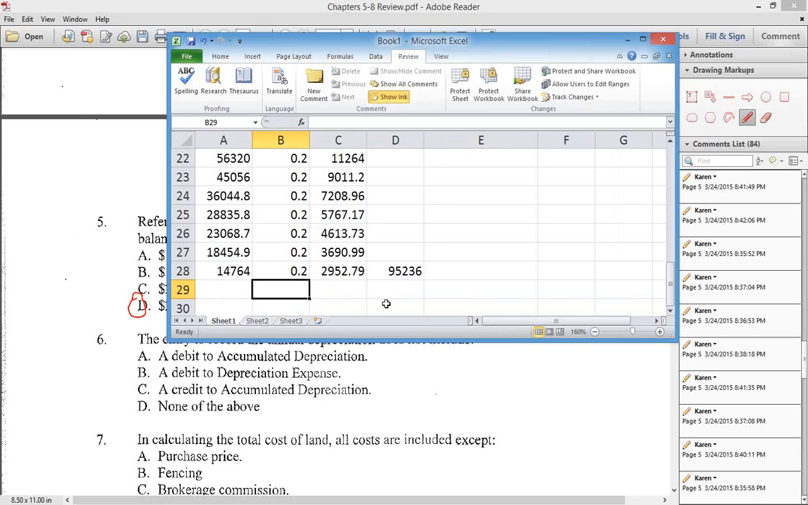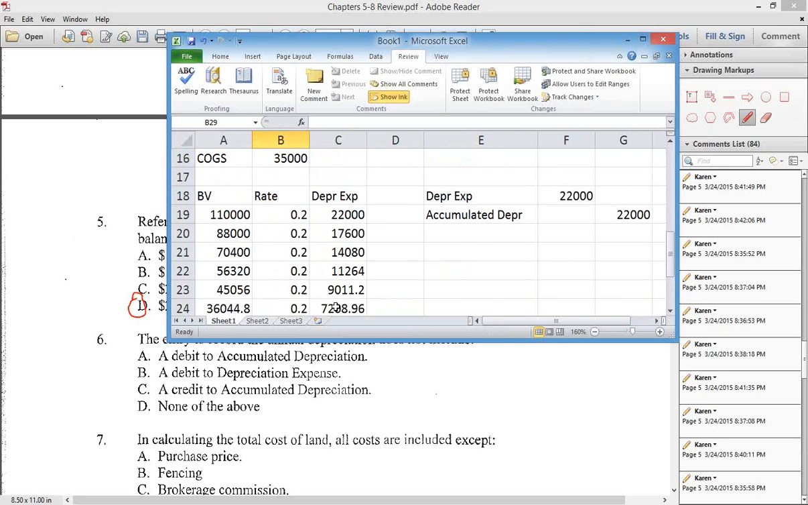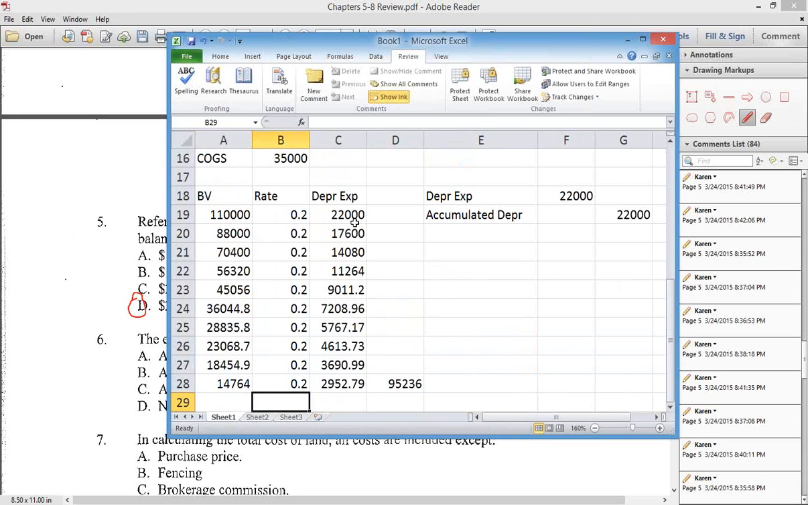So at the end of year 1, 2, 3, 4, 5, 6, 7, 8, 9, 10. At the end of year 10, my accumulated depreciation still hasn't reached $100,000, and I said my residual was going to be $100,000. At this point, I would do whatever I had to do in this year to make my book value be $100,000.